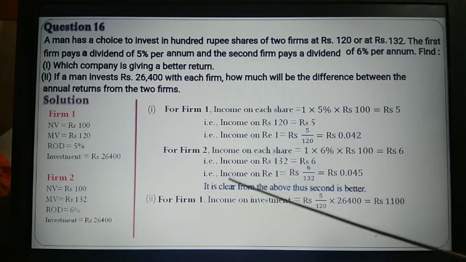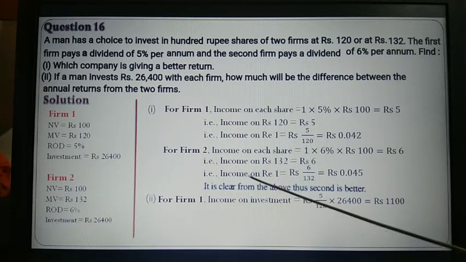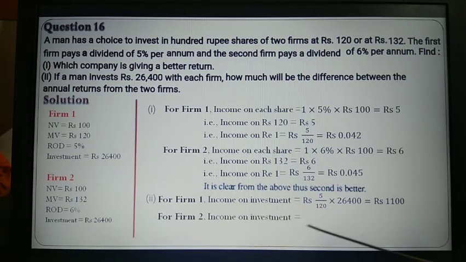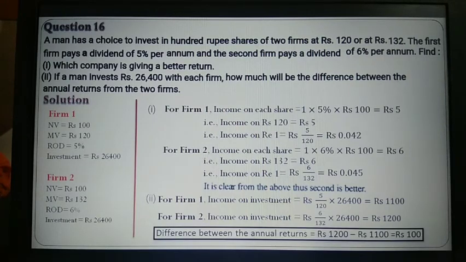Now similarly for the firm 2, income on rupee 1 is this much. So that's why income on rupees 26,400 is going to be 6 by 132 into this much, yes, which turns out to be rupees 1200. Okay, so as I said earlier, the second firm is giving me the better return. So clearly it is seen that second one is giving me better return. So what is the difference between the returns? It is 1200 minus 1100, which turns out to be 100. Okay, so pause the video to note down.